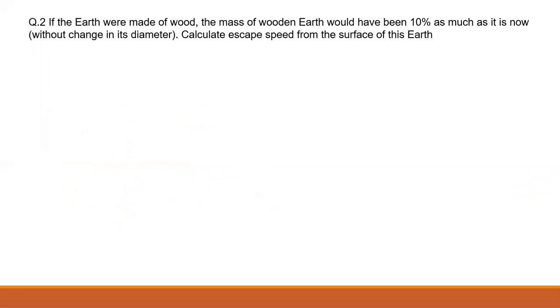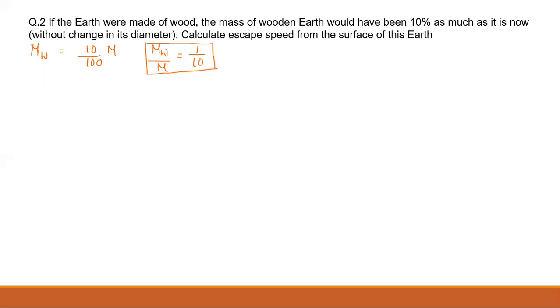If earth were made up of wood, the mass of wood and earth would have been 10% as much as it is now, without change in diameter. We want to calculate escape velocity from the surface of the earth. If earth is made up of wood, mass will be 10% of mass of the earth. That means Mw is equal to 10% means 10 upon 100 into M. 10 upon 100 is 1 upon 10. On cross multiplying, we will get Mw upon M is equal to 1 upon 10.